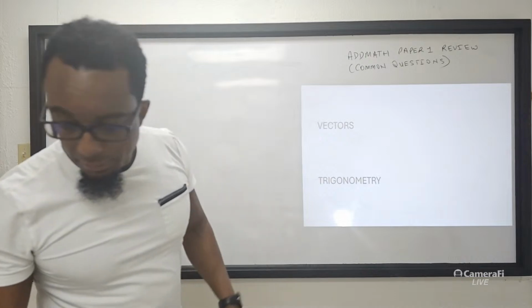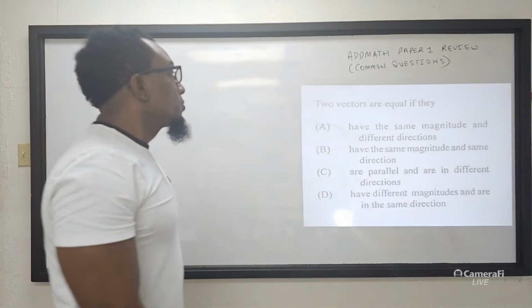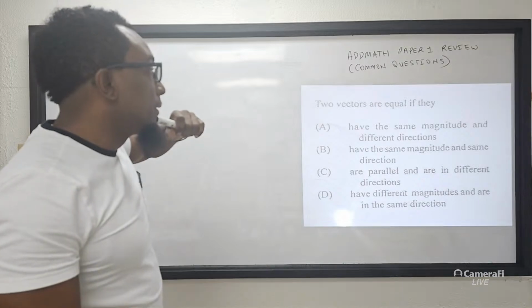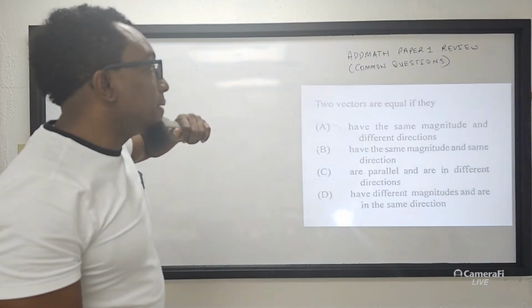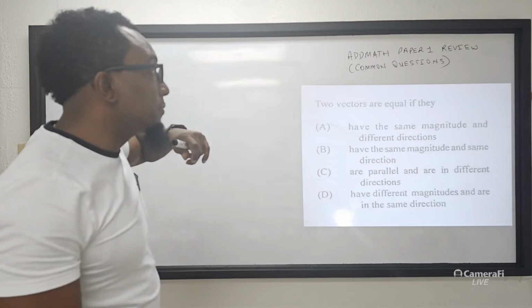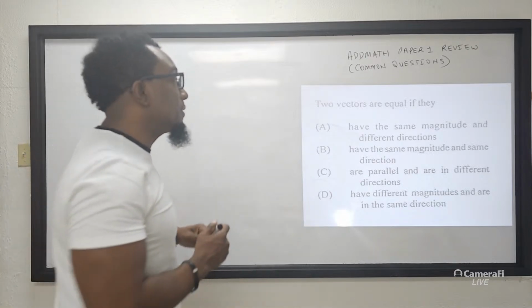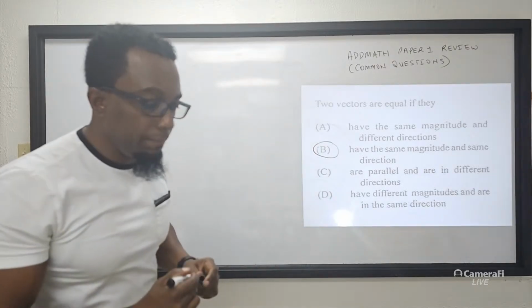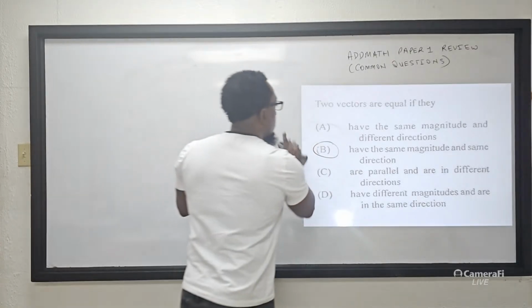Okay, so let's look at the vectors. So easy, very common. Two vectors are equal if they have the same magnitude and the same direction. They must move in the same direction and must have the same magnitude, whose answer is B. Straightforward. Alright? So let's move on to the next.